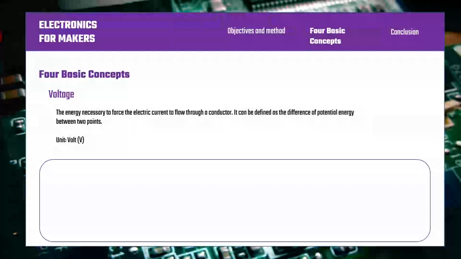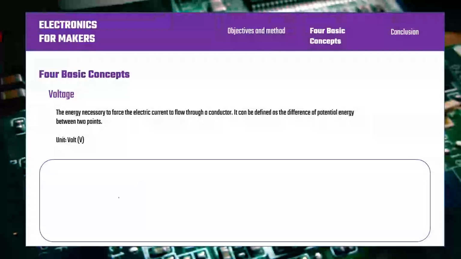Voltage is the energy necessary to force this current flow through a conductor. It's a potential energy. Sometimes we define it as the difference of potential energy between 2 points. This will be clear as these videos go. So in order to push these electrons, we need some force. The force is the voltage.